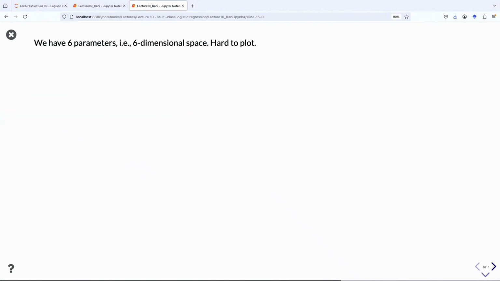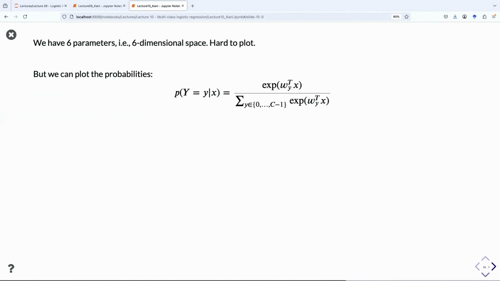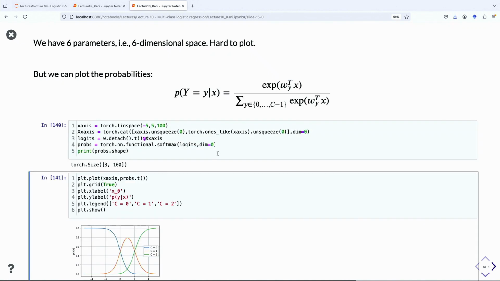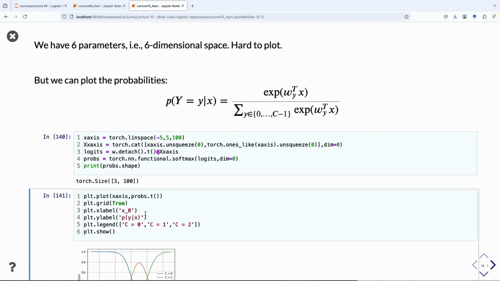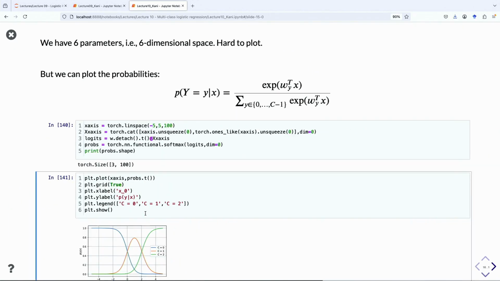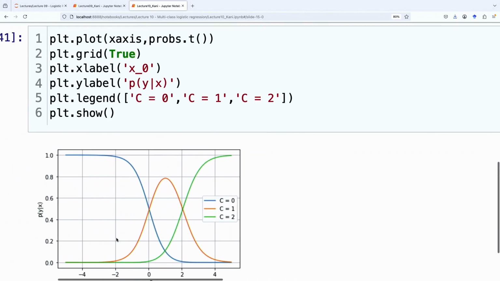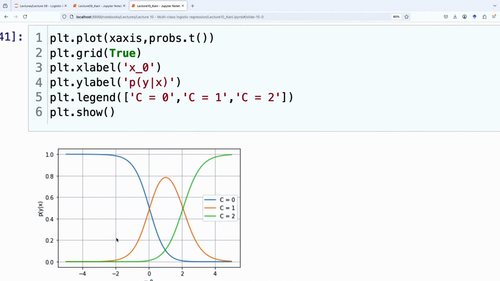But what we could do is simply plot the probabilities. We have the probabilities here. We have the probabilities for each label. And so we could just simply plot it to get this, the actual probability curve for each of the labels.